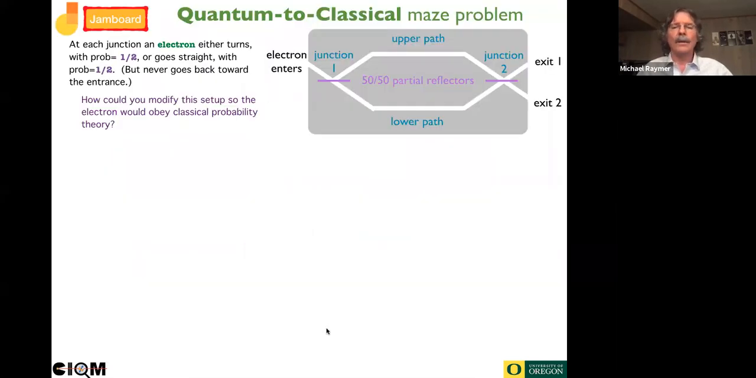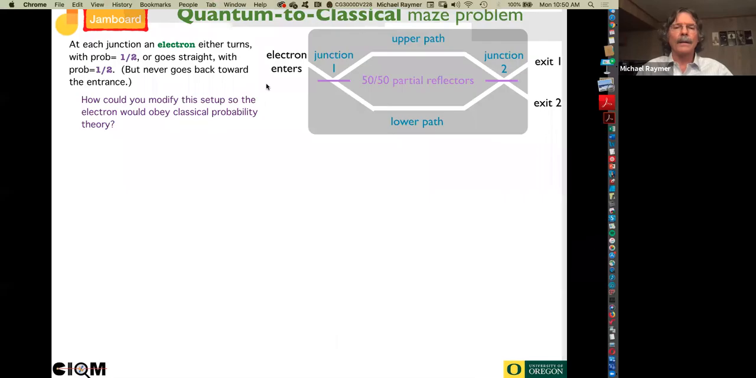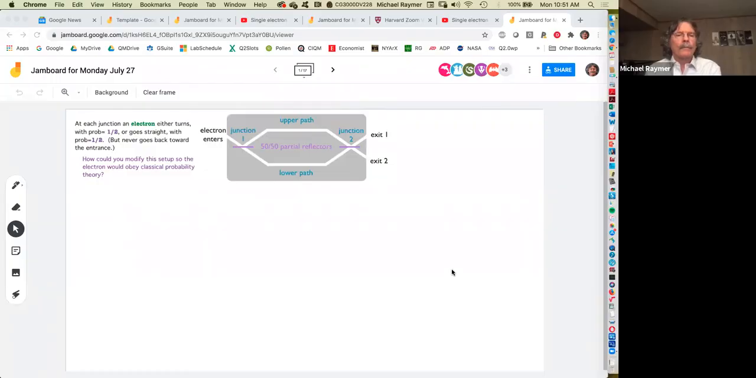So I think I have a question here, which is a Jamboard. So go into the chat window, click on the Jamboard link. Okay, and there is more than one answer. So I see one person posted a possible answer. You can support that if you like it, but you can also write a different answer, which we have also discussed earlier in this session. There's more than one way to do this.